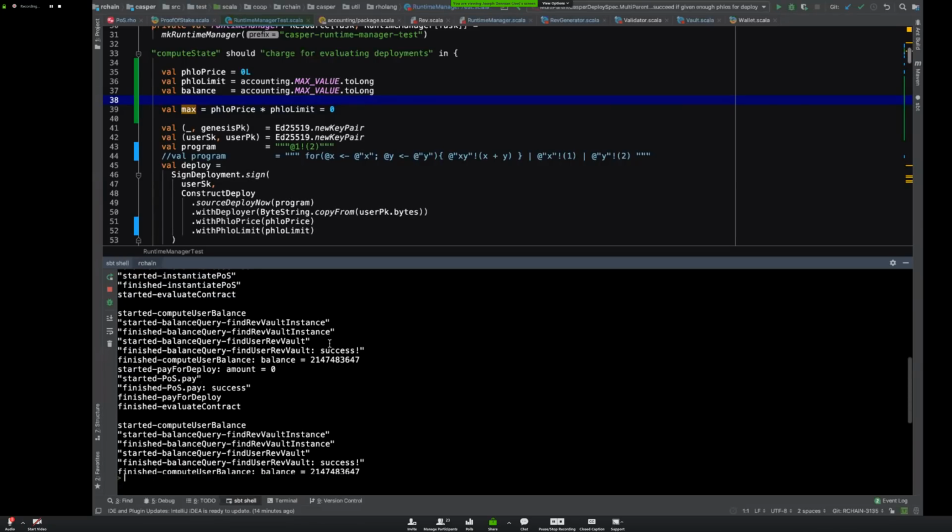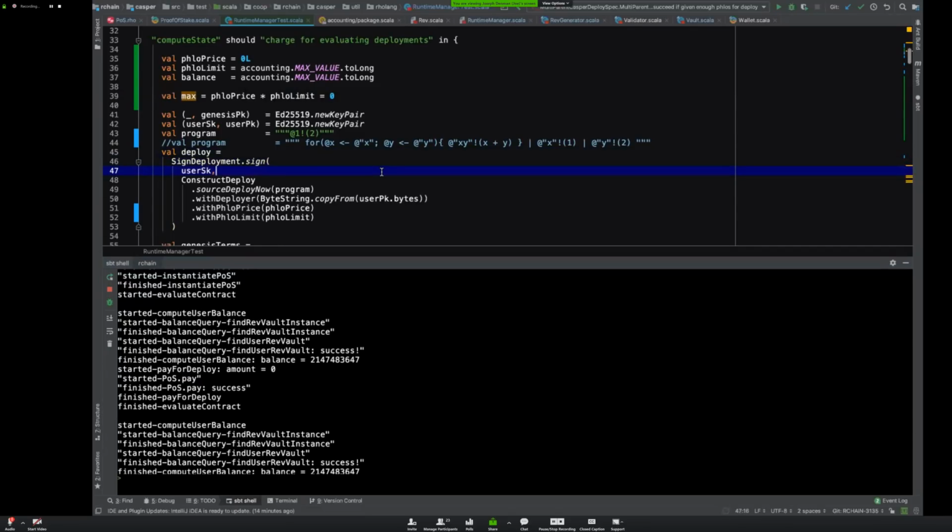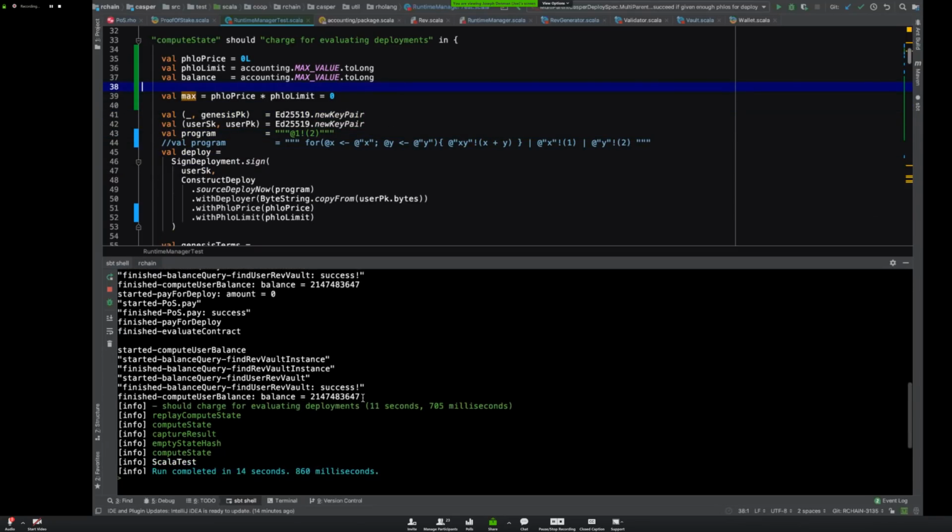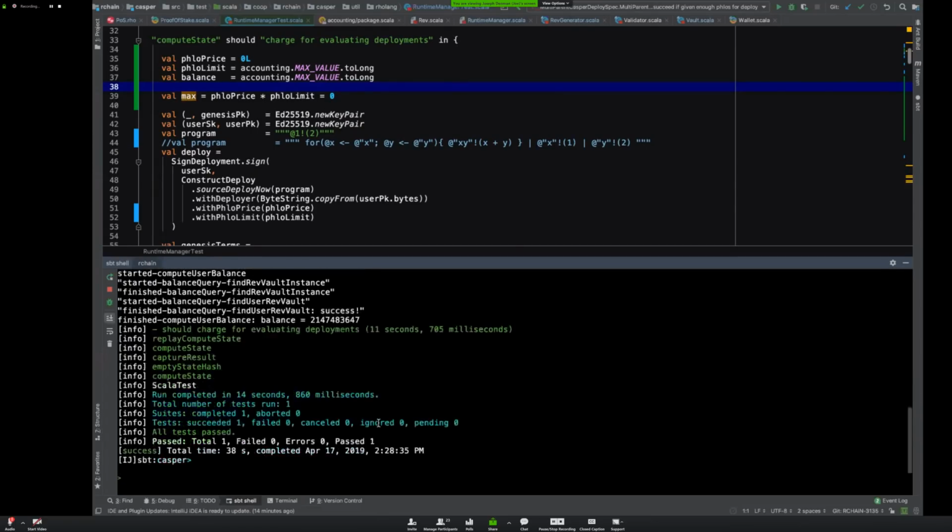And what we want to determine now is that after running the contract, we see the balance of the deployer reduced by the corresponding cost of their contract. And in this case, that's 0. So in this case, the user balance shouldn't change, and it doesn't. Any questions so far? Cool.